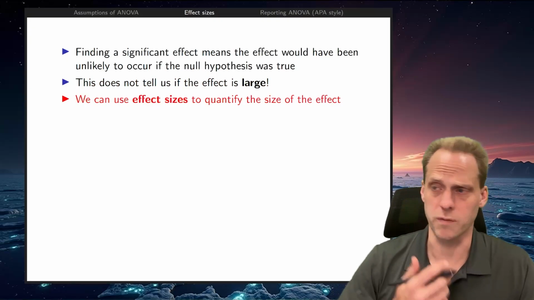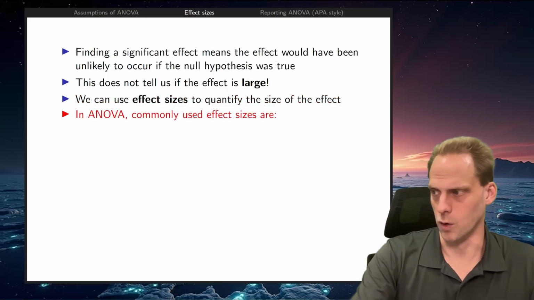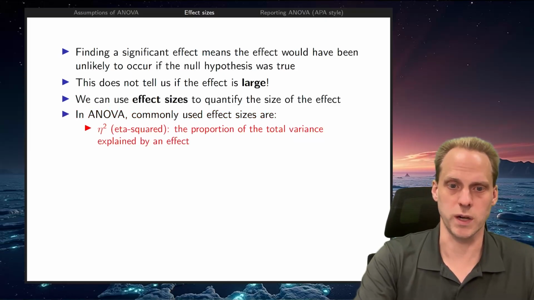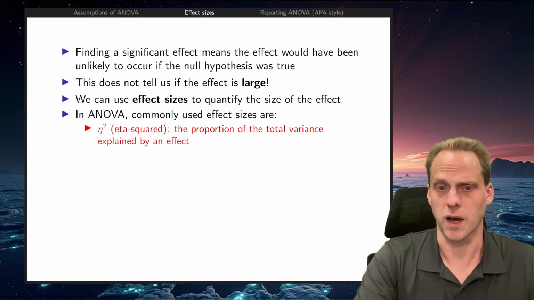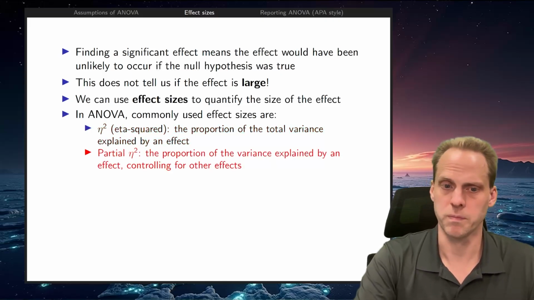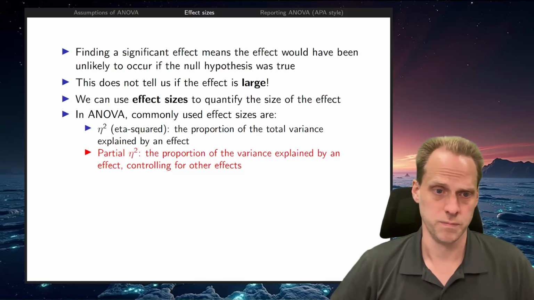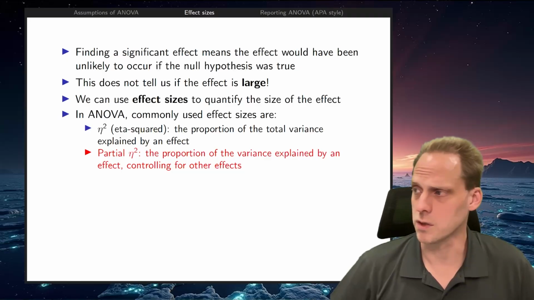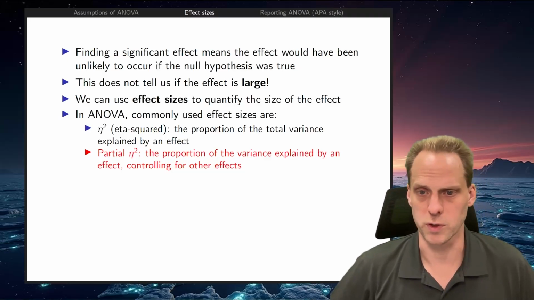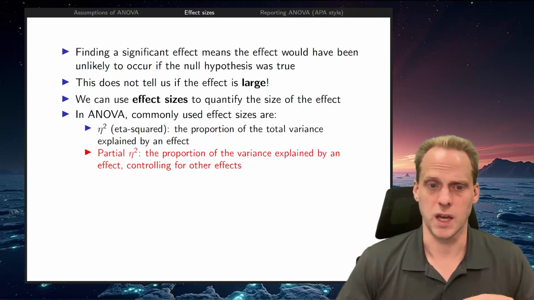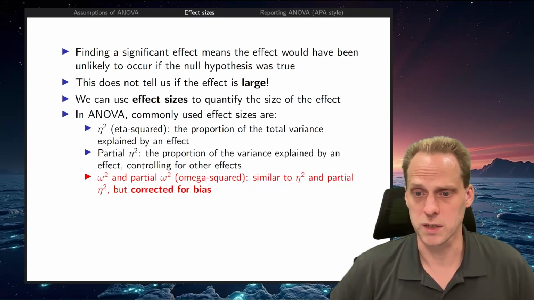So effect size is something else we can report that basically tells us, okay, this is a large effect, this is a small effect. In ANOVA, commonly used effect sizes are eta squared, the proportion of total variance explained by an effect. That is, how much variance is explained by the main effect, for example. The partial eta squared is the proportion of variance explained by an effect controlling for other effects. The difference is that if we add more predictors or independent variables, the eta squared might go down, because there's just more total variance, and the partial eta squared controls for that. And we have omega squared and partial omega squared that are similar.